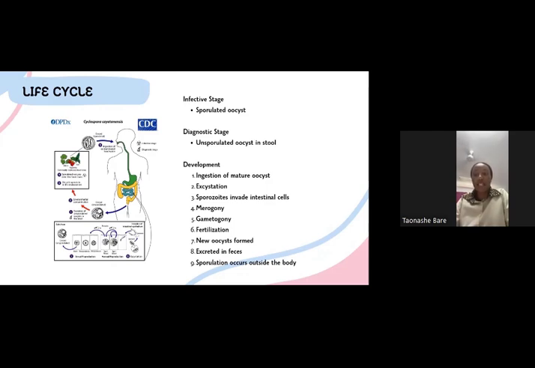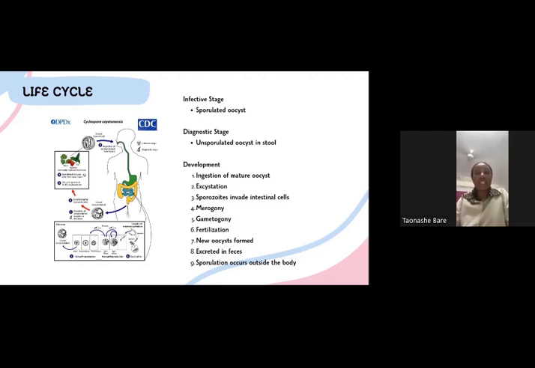Once inside the body, the oocyst undergoes excystation, releasing sporozoites that invade the intestinal cells. This is followed by merogony, where the parasite replicates, and gametogony, where it develops into male and female forms. Fertilization occurs, leading to the formation of new oocysts.